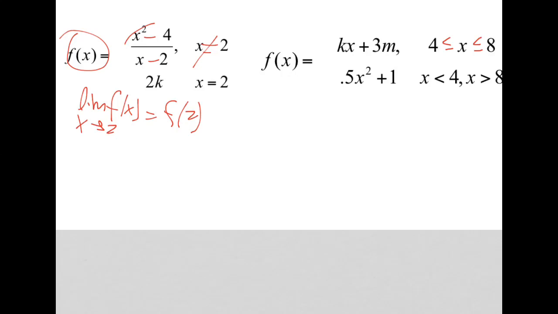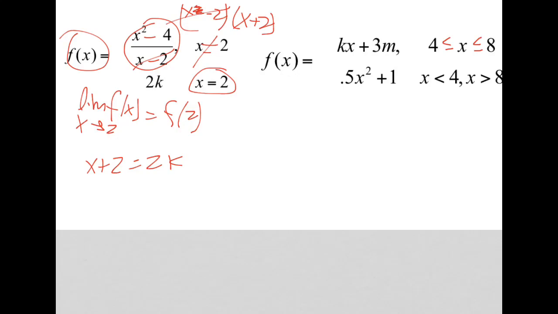Let's factor this first, though, because we're going to get x squared minus 4, which is x minus 2 times x plus 2, and so we get those x minus 2's that cancel. So really we're going to have x plus 2 equals 2k, and I'm substituting in my x value of 2, so I get 2 plus 2 equals 2k, which is the same as 1 plus 1 equals k. Notice I just divided both sides by 2, and we get our k value of 2.